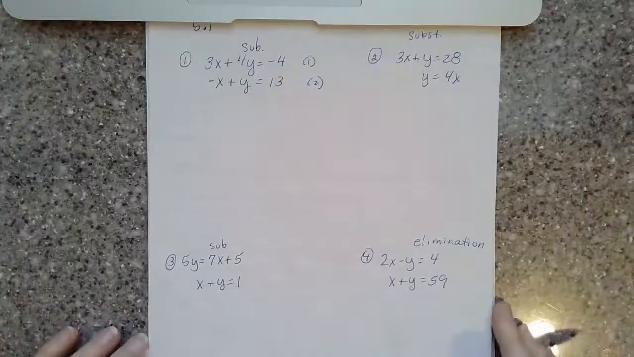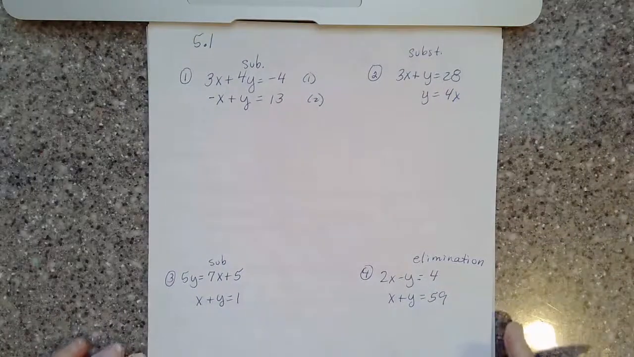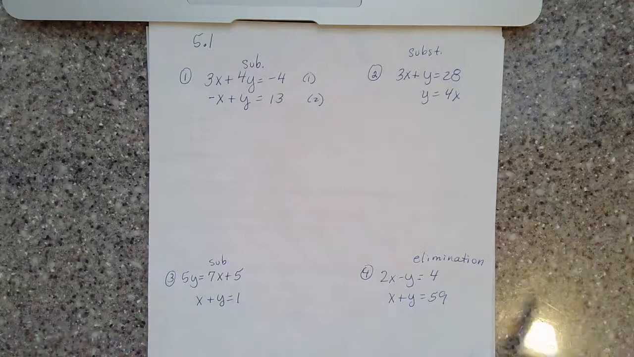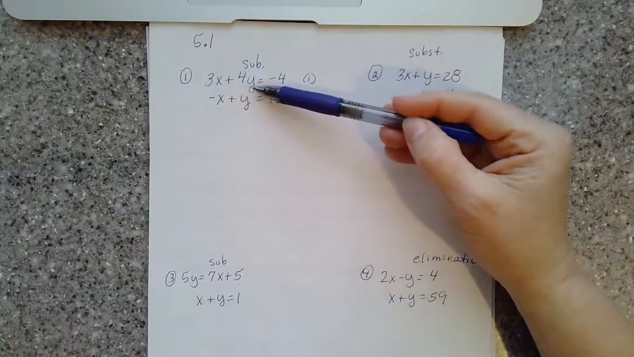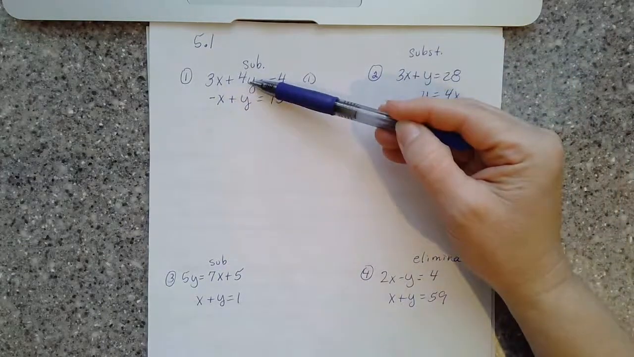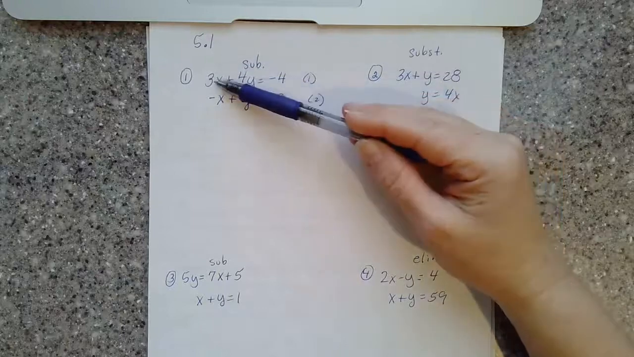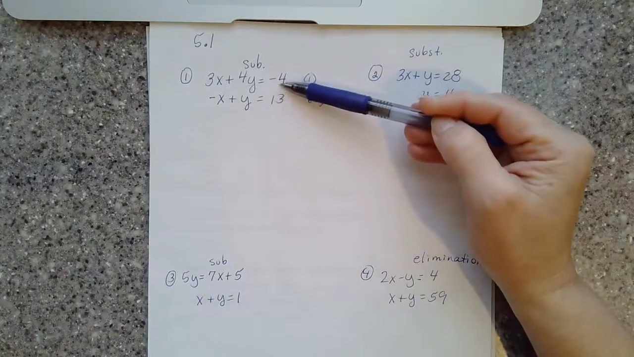All right, in this section we're going to be talking about 5.1, which is solving systems of equations. We're going to start with equations in two variables. Notice these are linear equations. An x and a y variable, two variables, makes that linear. And we've graphed those in our past.